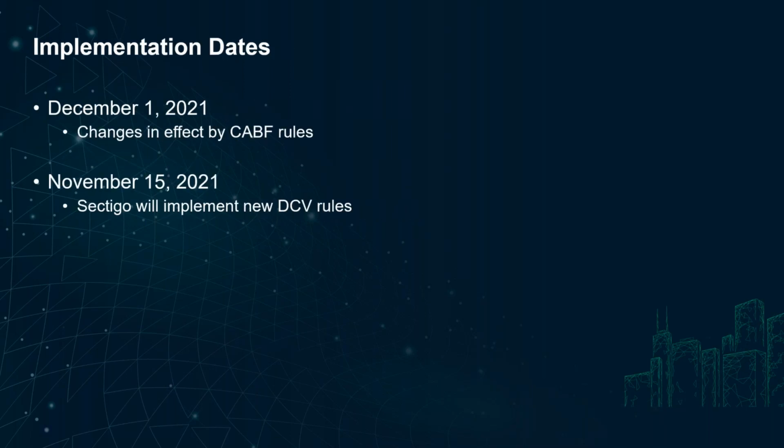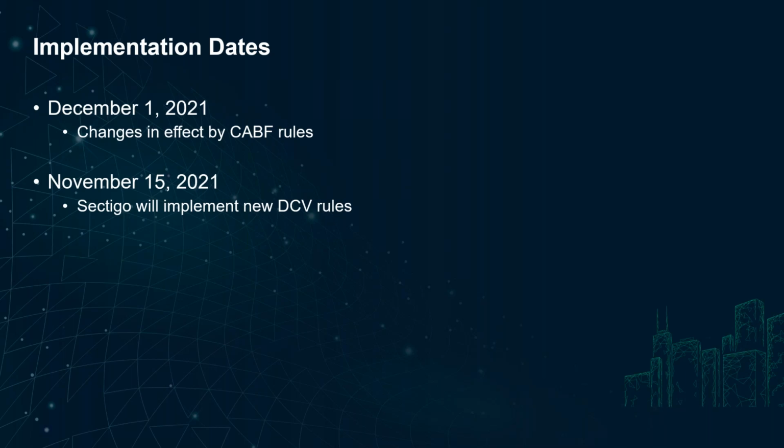So what are the dates? So by the CA Browser Forum, as of December 1, 2021, the narrowed authentication methods are all that is allowed. So those changes will go into effect as of December 1st. So the last day in November is the last day you can use the old rules, according to the CA Browser Forum.